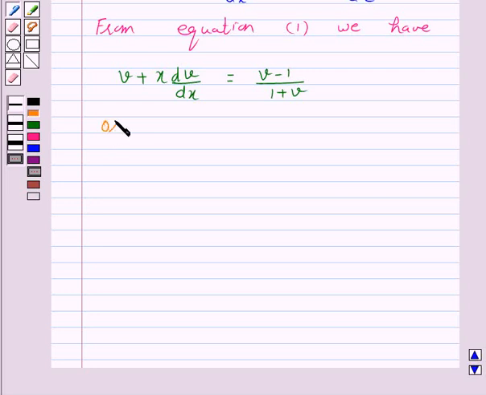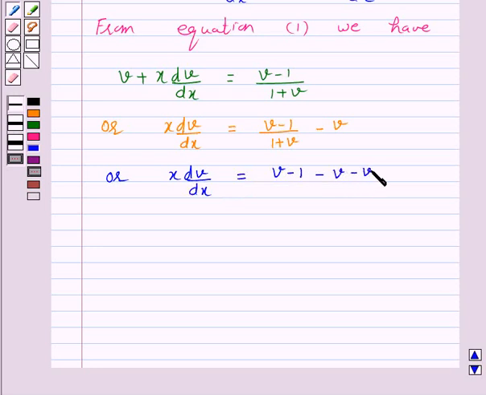or x dv/dx = (v - 1)/(1 + v) - v, or x dv/dx = (v - 1 - v²)/(1 + v), or x dv/dx = -(1 + v²)/(1 + v).